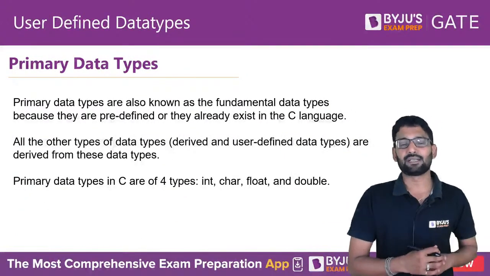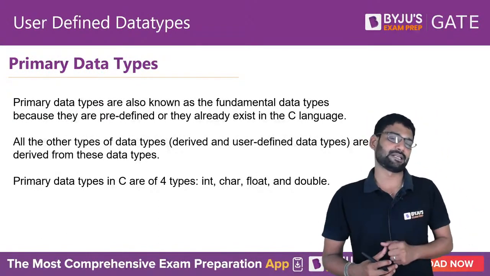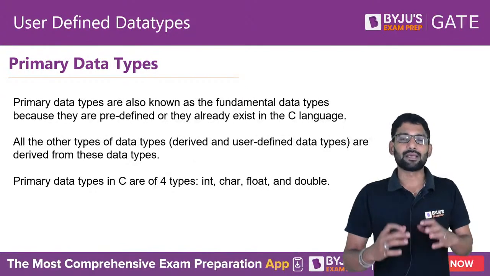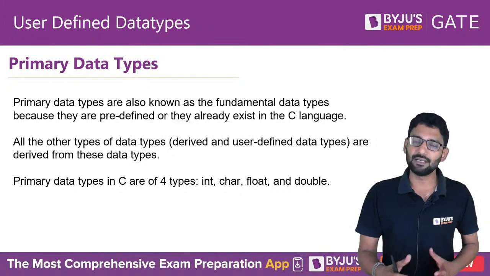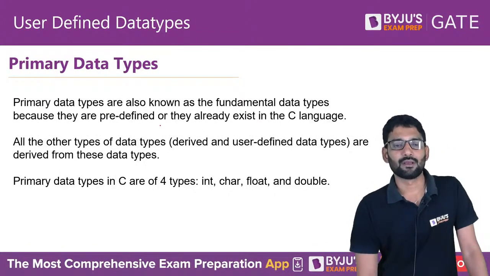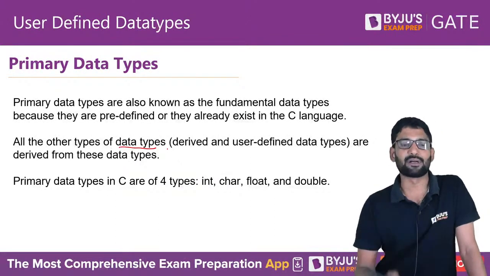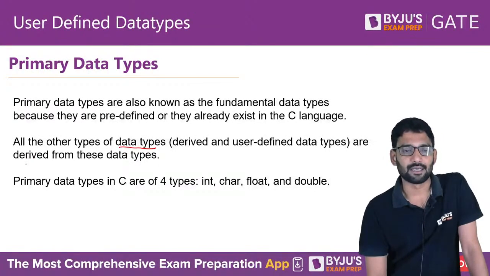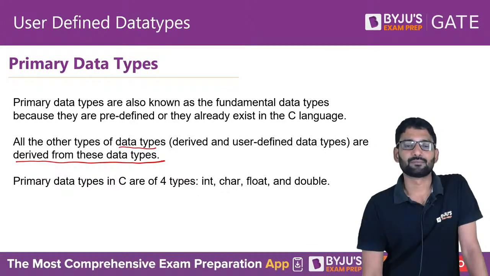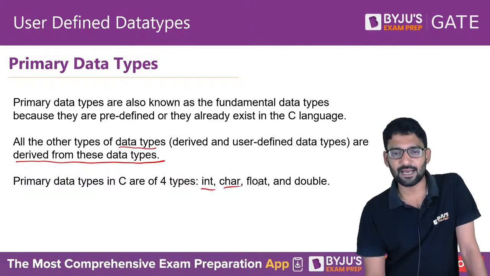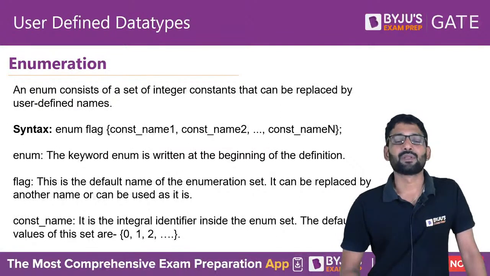Primary data types are also known as basic data types or fundamental data types, because they already exist. They are already defined in the C language. And all the other data types, whether derived or user defined, are extracted and explored from fundamental data types only. We have int, char, float and double along with void in the primary category.